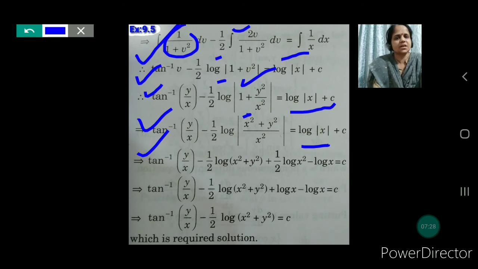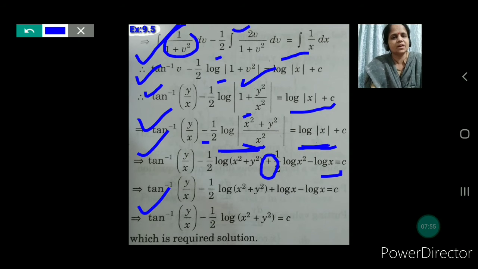In the next step, tan inverse y upon x minus 1 by 2 log x square plus y square, and then plus 1 by 2 log x square minus log x is equal to c. Here student, apply the property of log. Log m by n is log m minus log n, but here it is minus, so here it is plus. Now simplify. Finally you will get tan inverse y upon x minus 1 by 2 log x square plus y square is equal to c, which is the required solution. It is known as the general solution.